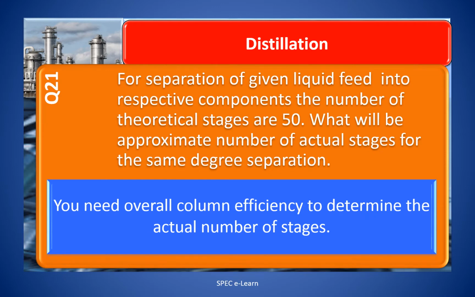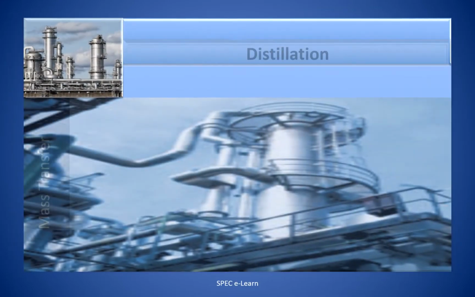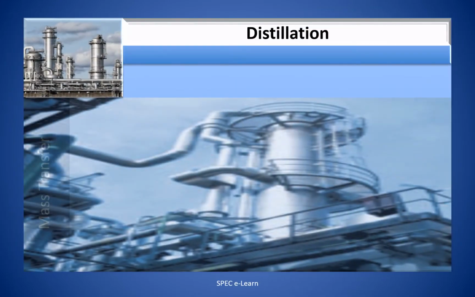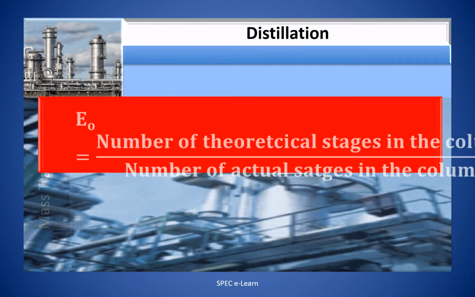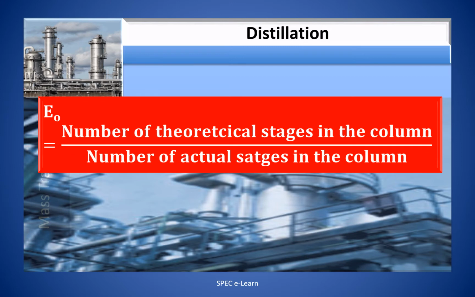Your time is up. The answer. You need the overall column efficiency to determine the actual number of stages. The overall efficiency EO is defined as the ratio of the number of theoretical stages in the column to the number of actual stages in the column.